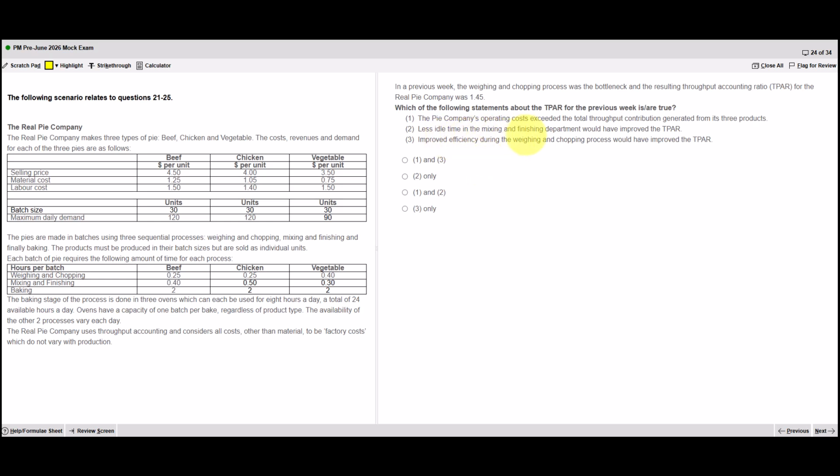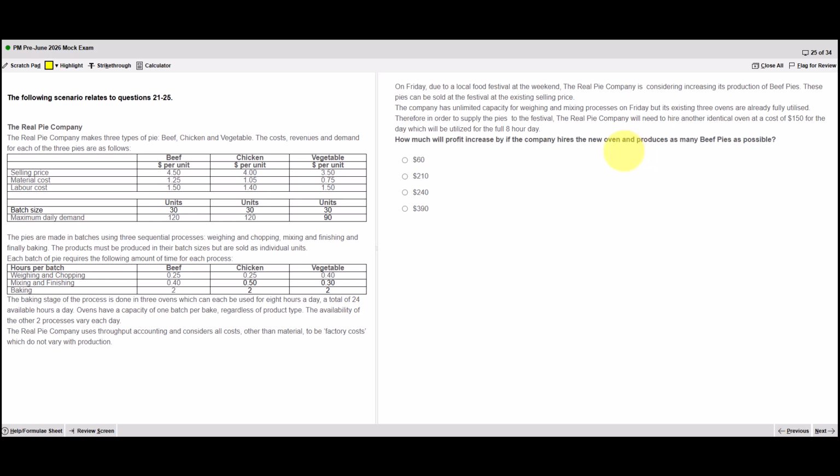Less idle time in the mixing and finishing department would have improved the TPAR, or the weighing and chopping process was the bottleneck, so that would have no effect. So it must be 3 only. Improved efficiency during weighing and chopping would have improved. Yes, it would. How much will profit increase if they hire new ovens to produce as many beef pies as possible?